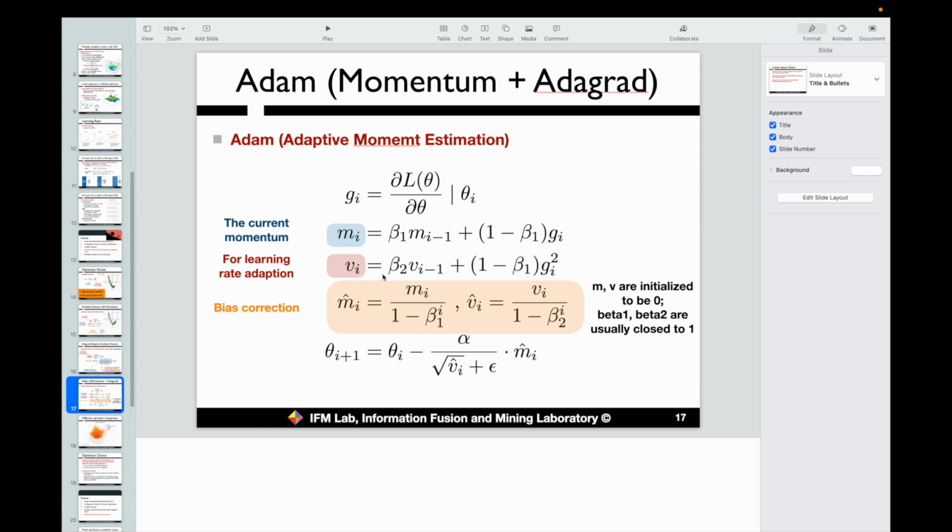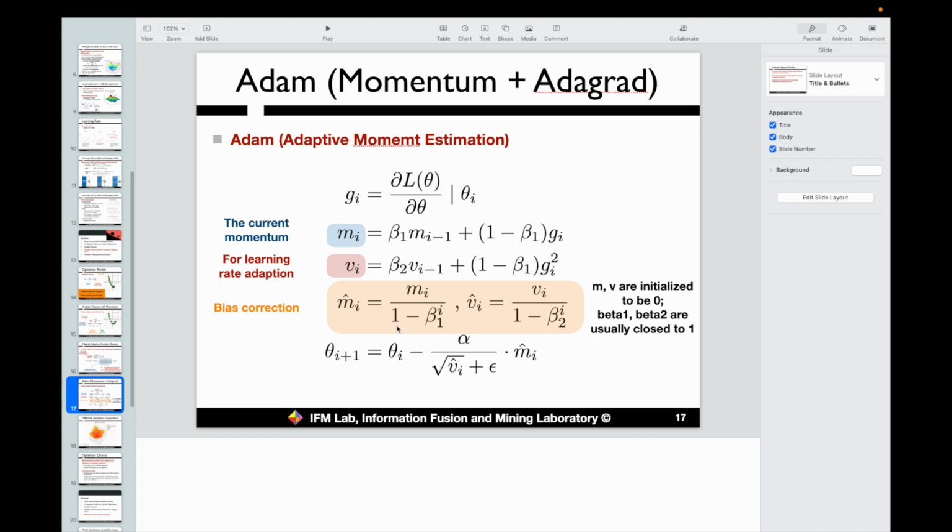So vi equals vi minus 1 plus the current gradient squared. It is also controlled by another hyperparameter, beta 2. We also have to assign this beta 2 manually with some value for this algorithm. Another interesting part of this algorithm is that it introduces another step for bias correction.